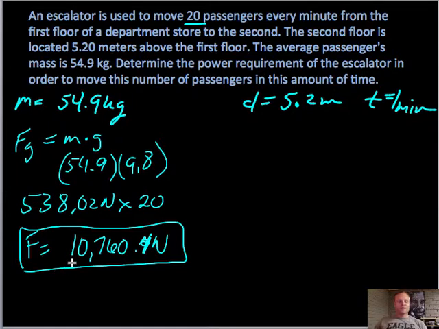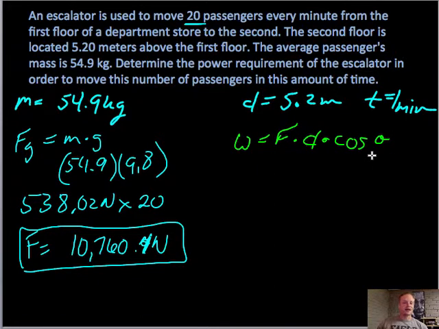Now, remember, work is force times distance. Work is force times distance. And so if I calculate the amount of work done by the elevator, work equals force times distance, and then again times the cosine of theta. But elevators typically just go straight up and down, so the cosine of 0 is 1. So I'm going to drop that out once I start plugging in numbers.